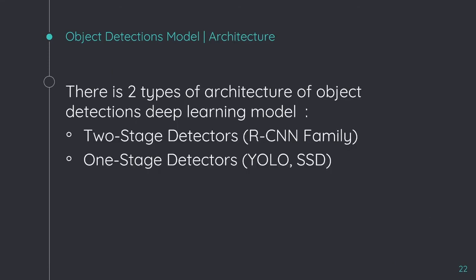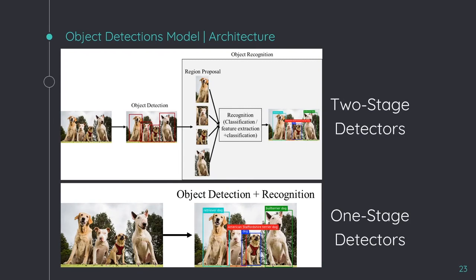So after we learn about the backbone of the object detection model, we need to learn about the architecture of the object detection model. Currently, there are two types of object detection model architecture. The first one is the two-stage detector, which is the regional CNN family, and the second one is the one-stage detector, which is the YOLO and single-shot detector models. The difference between the two architectures is how they do the object detection task.